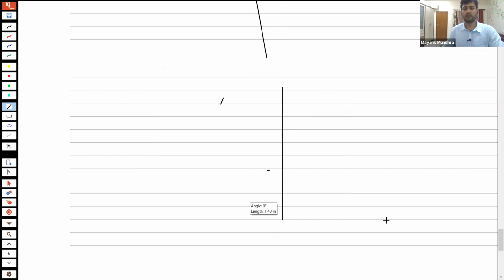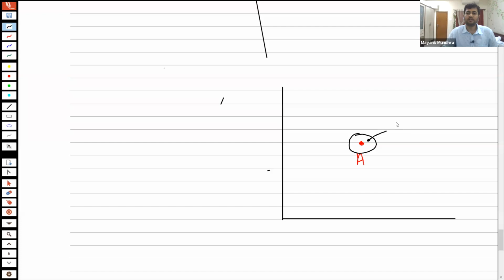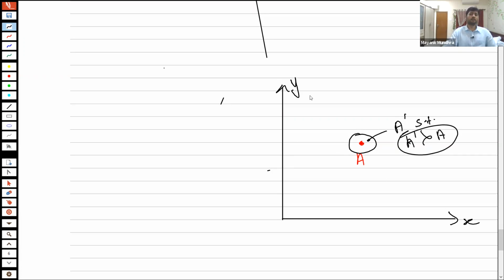Local non-satiation says that given any point A, if you construct a neighborhood, a small circle of points around A, in this small circle you will always find another point A prime such that A prime is strictly preferred to A. So local non-satiation basically says that for any point in the consumption bundle, in the vicinity of this point, there would always be another point which is strictly more preferred to this point. Okay, so that is local non-satiation.